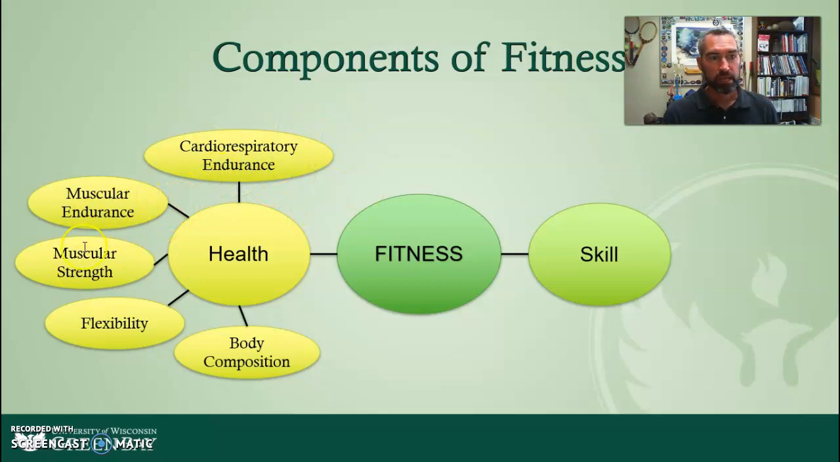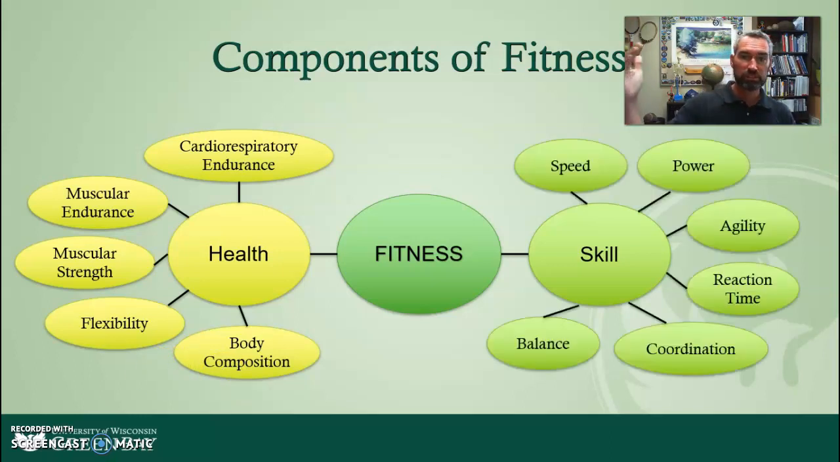Some sources combine muscular endurance and muscular strength, but I choose to separate them here because muscular endurance is that time under load, and muscular strength is maybe how much the muscle can move at one point. We can also look at flexibility, range of motion, and body composition. That is the health-related components of fitness.